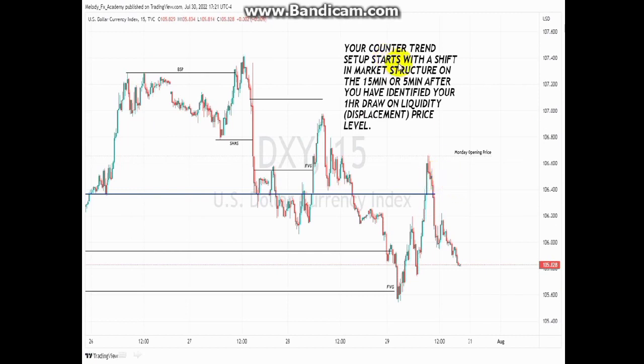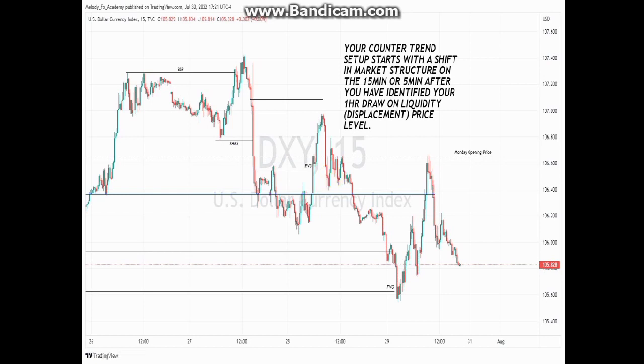Your counter trend setup starts with a shift in market structure on the 15 minute or 5 minute time frame, after you have identified your 1 hour draw on liquidity, which is a displacement price level. Remember, I'm giving you all this approach with certain rules to guide you. These rules must not be bent. For you to gain the most out of this lesson, you must not try to bend the rules.